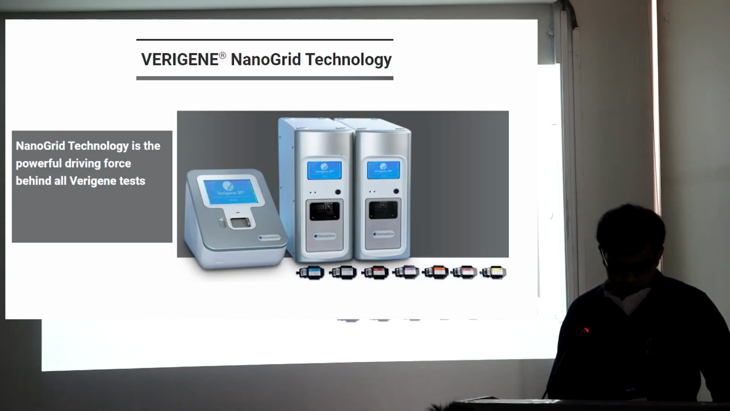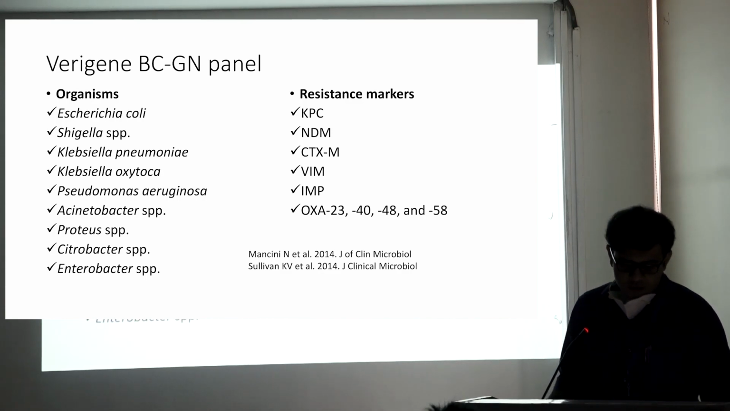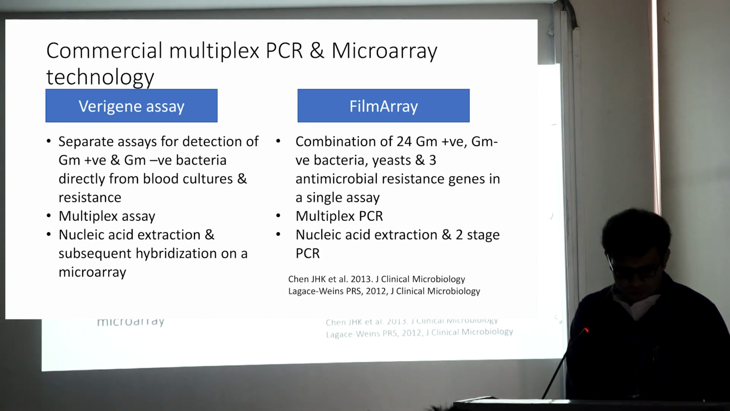Now this is another technology, Verigene nanogrid technology, usually not available that much, but it has so many organisms, and you can also check for the resistance markers. So there is a certain difference between the Verigene and the FilmArray. It is based on the nucleic acid extraction and hybridization technique, and it has a separate assay for gram positive and gram negative. So you have to put 2 different assays for this, and in the FilmArray, the multiplex PCR, you have the combination of the gram positive and gram negative together. You can get the antibiotic resistance genes in the same assay.